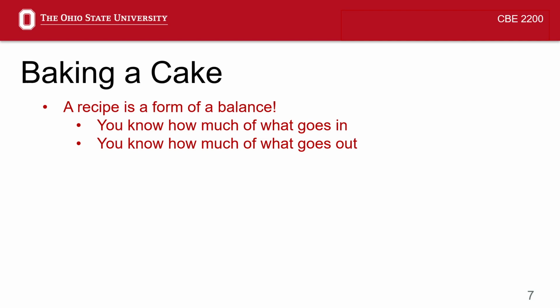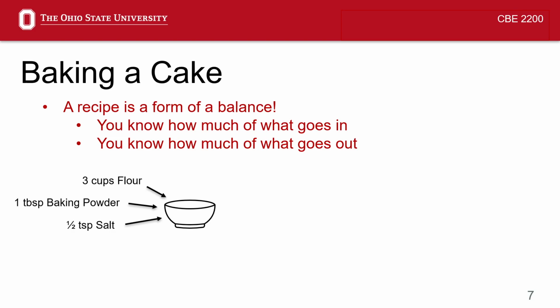You need to know how much goes into your recipe, and you know how much comes out. So, just going through, you're going to put 3 cups of flour, a tablespoon of baking powder, and half a teaspoon of salt into a bowl to mix all your dry ingredients together.